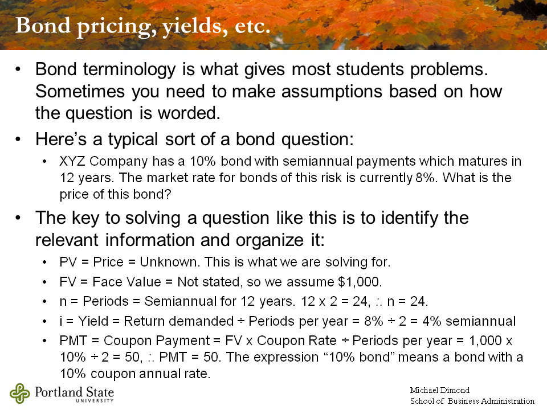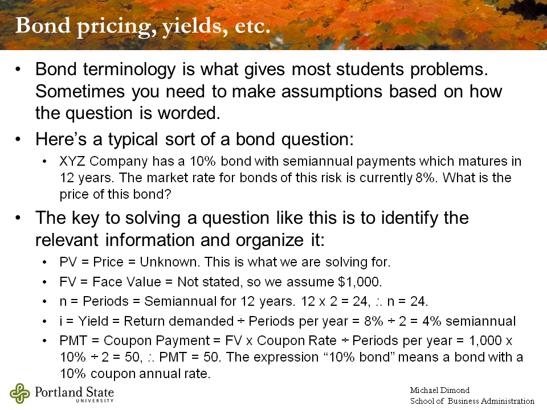The key to solving a question like this is identifying the relevant information and then organizing it into our time value of money computation. PV is our price, and that's unknown. That's what we're solving for. The face value is not stated. So here's something important. We're going to make an assumption about the face value. We're going to assume that it's $1,000. This is true for most corporate bonds in the United States. They will have a face value of $1,000. So if the problem does not say something different, you will use $1,000 for the face value.